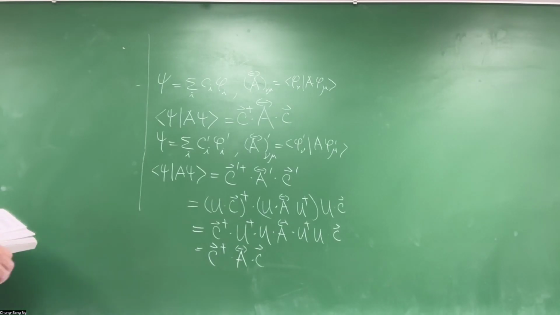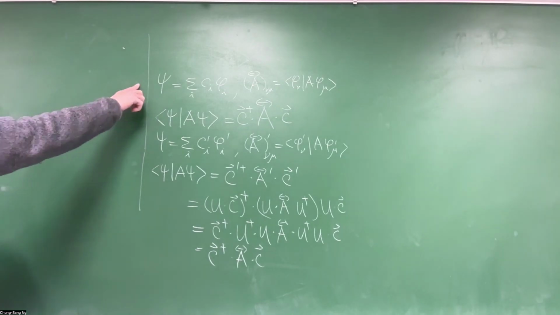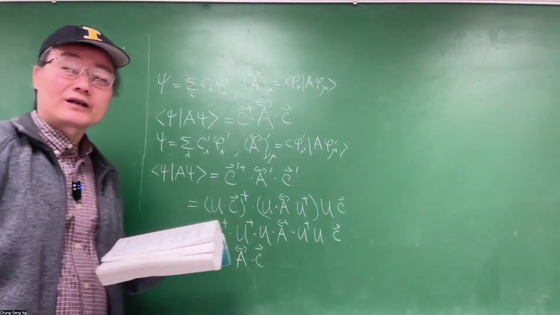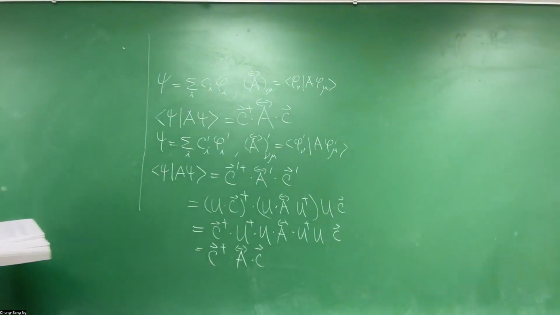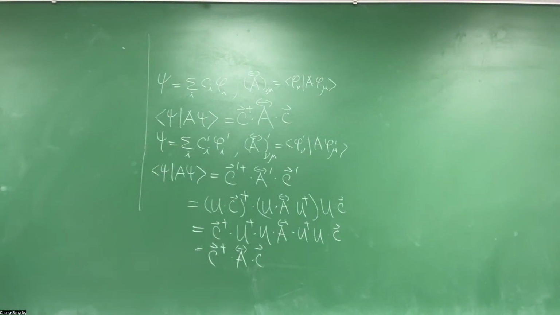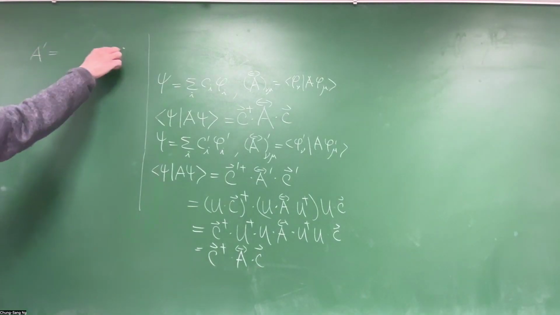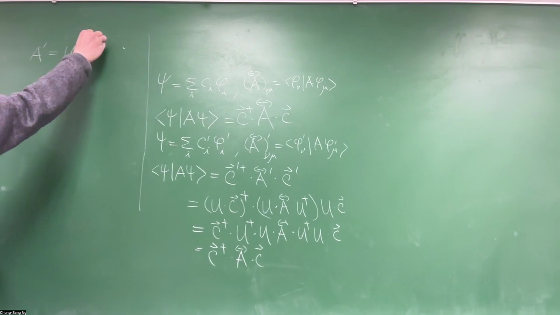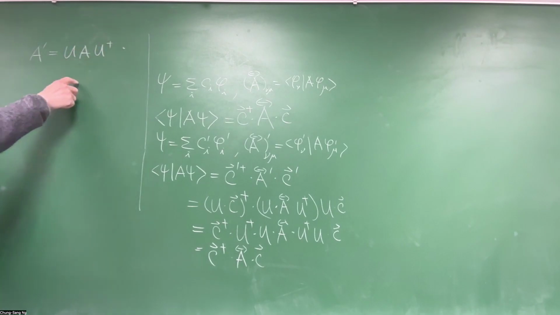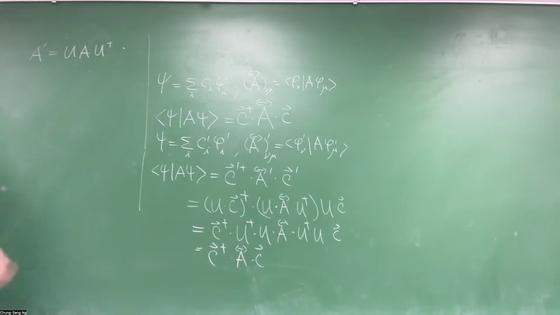It's invariant. The trace for a matrix is just the sum over all the diagonal terms. So if you have the trace of A prime in this calculation, A prime is a matrix, U A U dagger, just transformed from the matrix A by this unitary transformation. Now we calculate the trace of A prime.